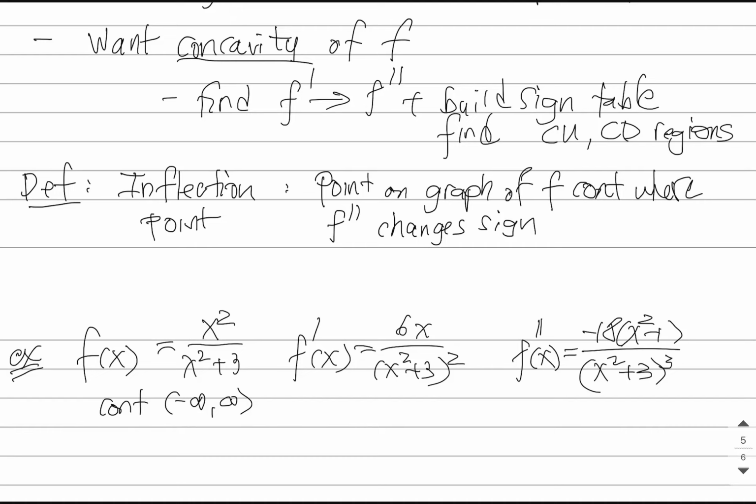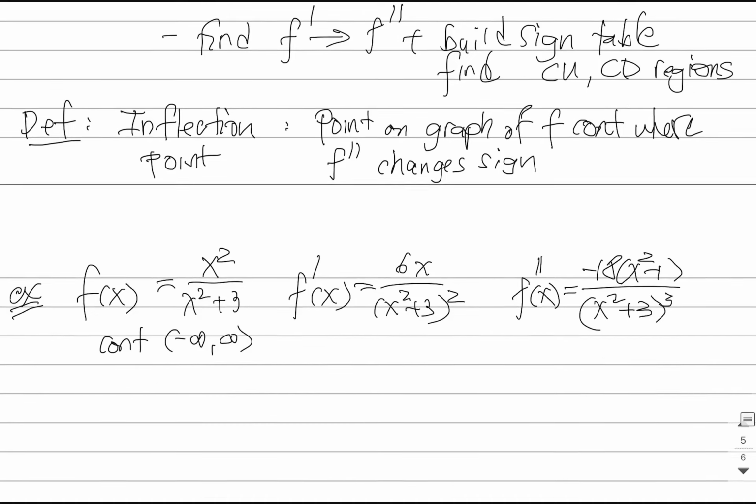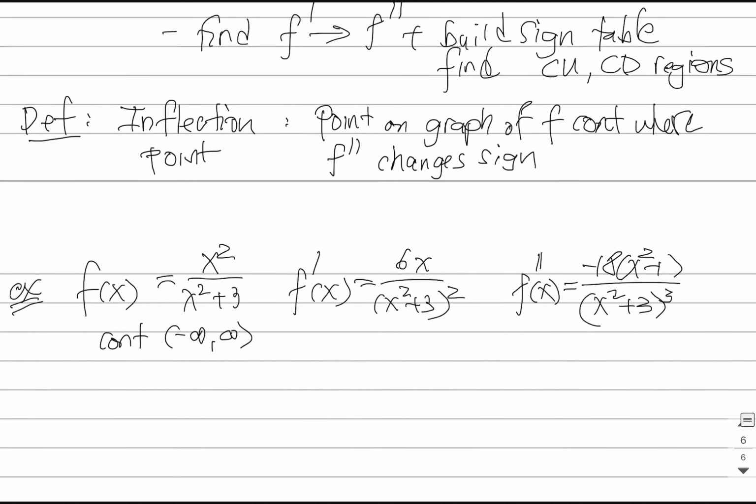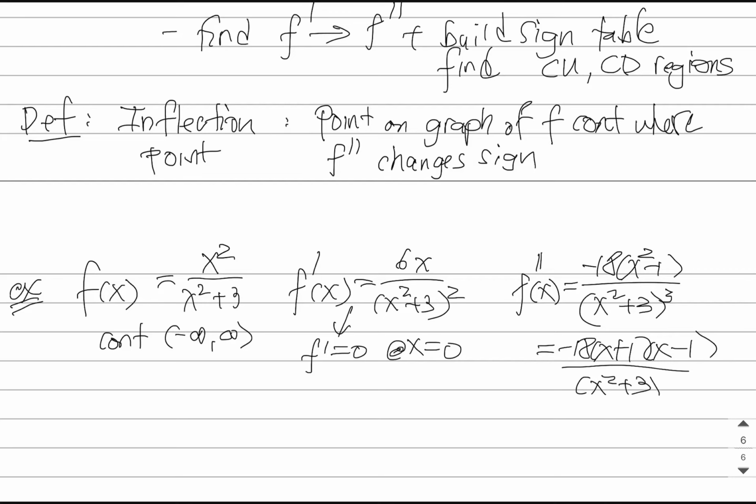Now, there's a lot of work to get to that, and I would recommend that you pause the video and figure out how to get to this result. Now, we found that f prime was 0 at x equals 0. From here, you should be able to factor this second derivative even further. So, f double prime will equal 0 at x equals -1 and +1.